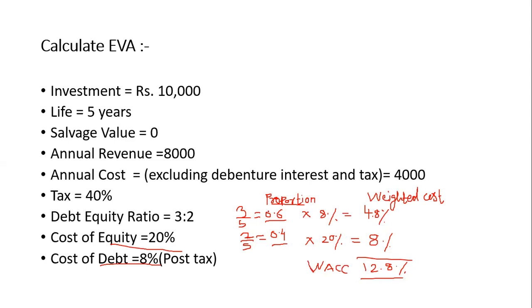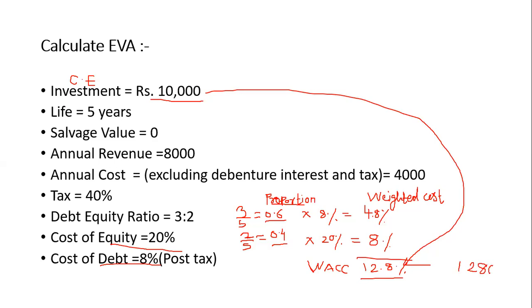Now see the investment amount in the question, this is your capital employed. On this capital employed of 10,000, you will multiply 12.8% and you will get the cost of capital. 10,000 into 12.8%, what is the answer? 1280. This is the cost on capital employed.